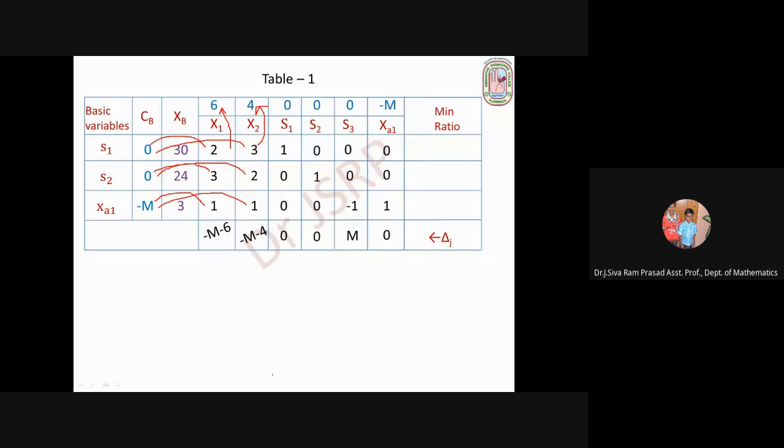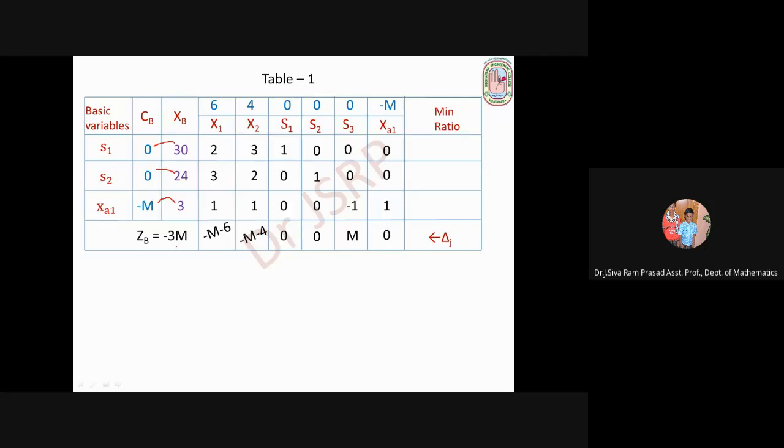Okay, next. Write the objective function value corresponding to this solution. ZB equals CBXB. CB means this column into XB, this column. So 0 into 30 plus 0 into 24 plus minus M into 3. So minus 3M. So ZB is minus 3M. So this is our objective function value corresponding to this solution. Okay. So we have the initial basic feasible solution.